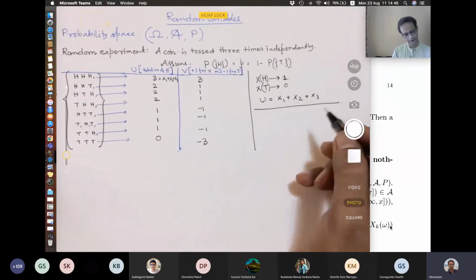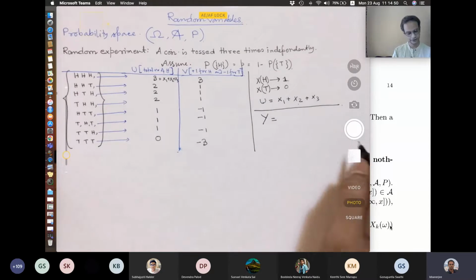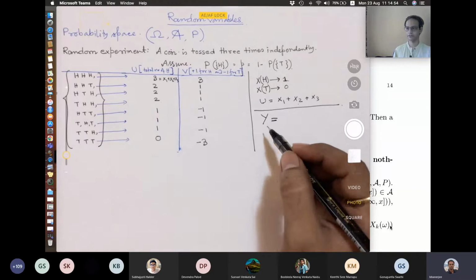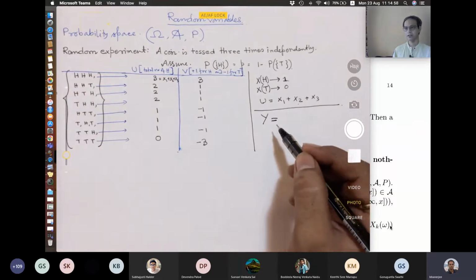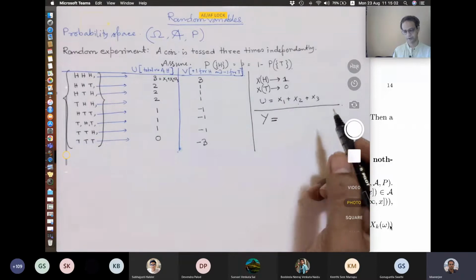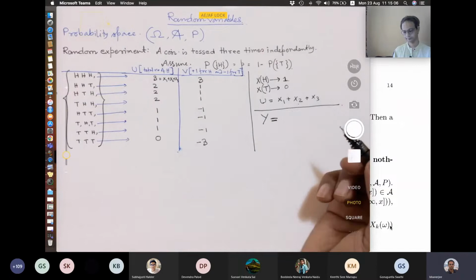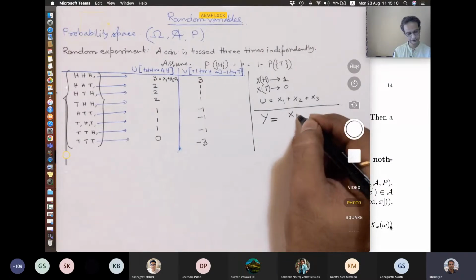Now if we define another number Y, which is a function of X, so Y equals 1 if X equals 1, Y equals -1 if X equals 0. Then how can you define that number as a function of X? Check whether you can define it in this way.